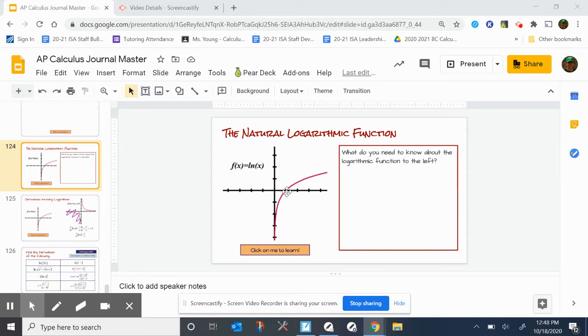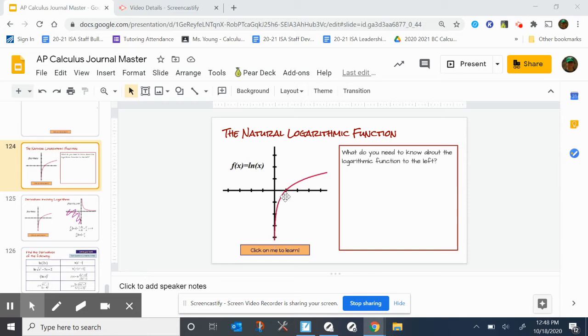So things you need to know, there's an asymptote right here. It is at x equals 0. There is no graph over here. You cannot take the natural log of a negative number. That's not a thing. The limit as x approaches 0 from the right of the natural log of x is negative infinity. That graph goes down forever.